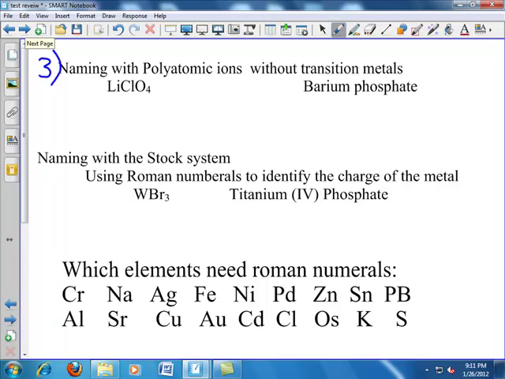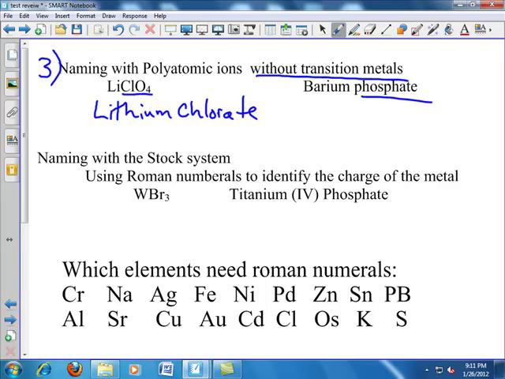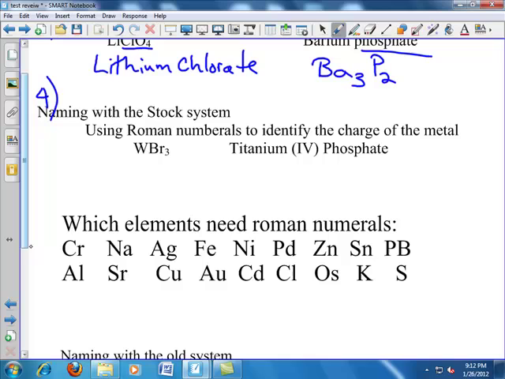The third group is going to be naming with polyatomic ions, but still without transition elements. So you're going to have polyatomic ions in there, but no transition elements, so I still won't have to worry about charge. So this would be lithium chlorate. And this would be barium phosphate, which would be Ba3(PO4)2.